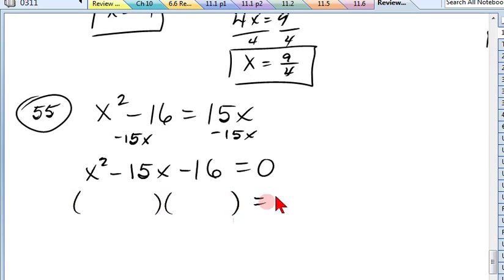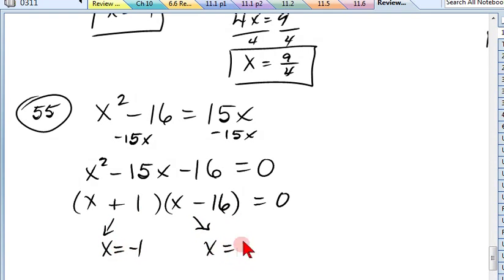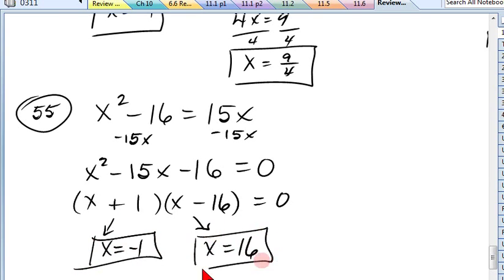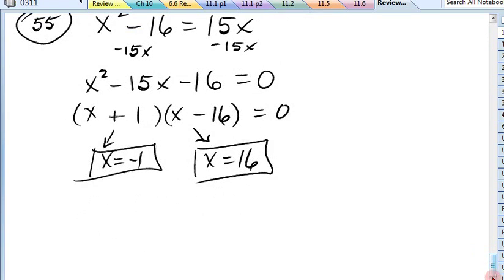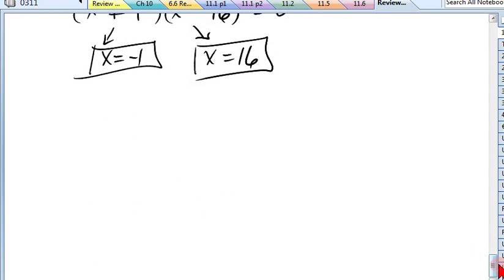No common factor. I'm going to have 1 plus and 1 minus. I need an x and an x. Factors of 16 with a difference of 15. 1 and 16. Right? So that tells me that my answers are x is negative 1, x is positive 16. You don't have to check for extraneous solutions on these. All right, so we've done 2 by factoring. The next 2, it says to do by completing the square.